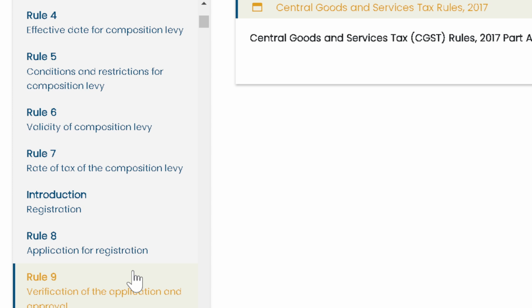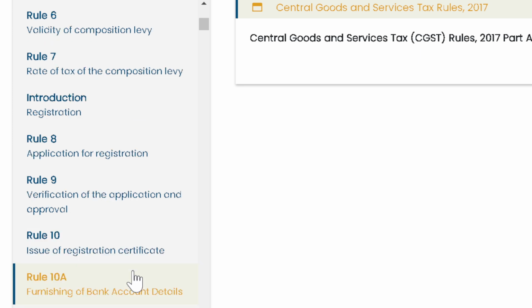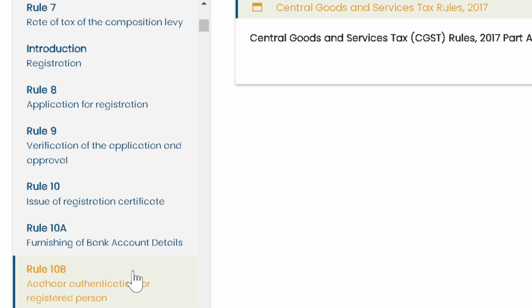Rule 8, Application for registration. Rule 9, Verification of application and approvals. Rule 10, Issue of registration certificate. Rule 10A, Furnishing of bank account details.